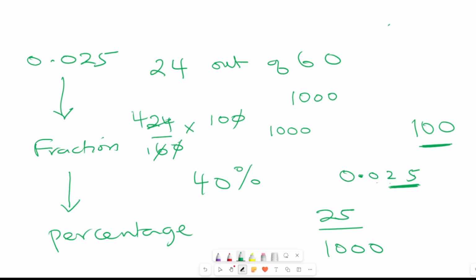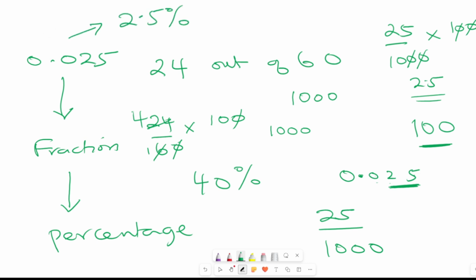So 25 over 1000 times 100. Whatever you get will be the percentage. So I'm getting 2.5. You can see that 2.5 is a more reasonable number for me to appreciate than 0.025. So 0.025 is actually the same as 2.5%. And once you convert something to percentage, it becomes easy for you to appreciate the magnitude of that number.